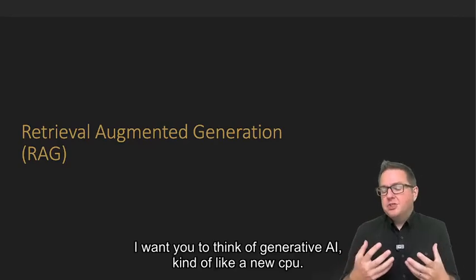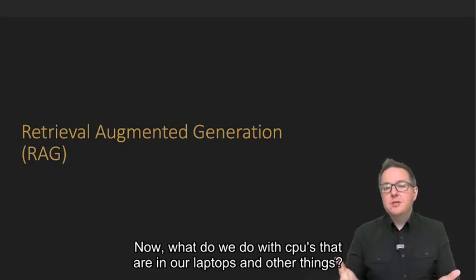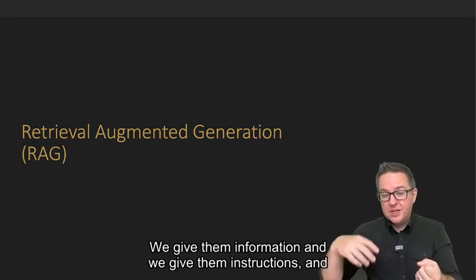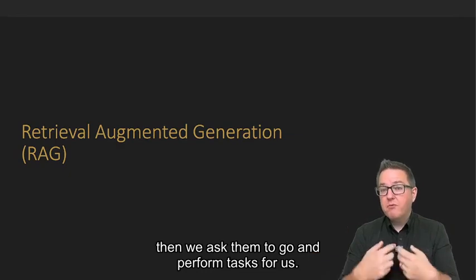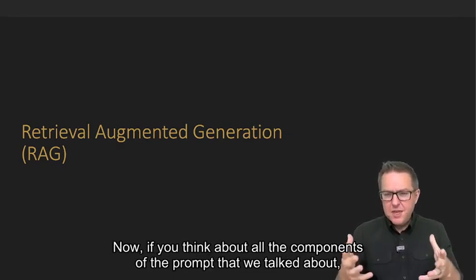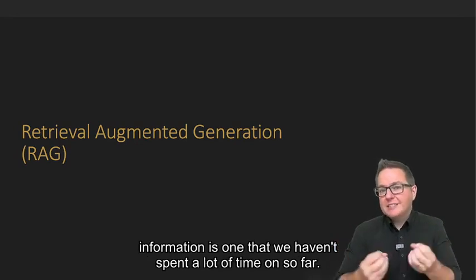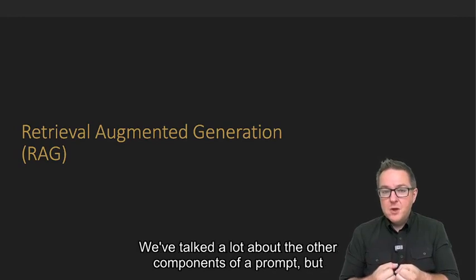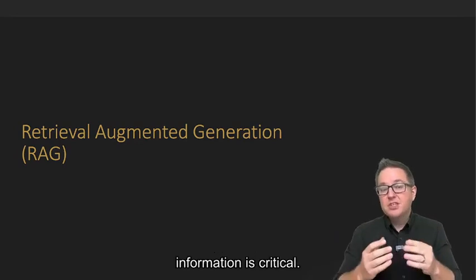I want you to think of generative AI kind of like a new CPU. Now, what do we do with CPUs that are in our laptops and other things? We give them information and we give them instructions, and then we ask them to go and perform tasks for us. Now, if you think about all the components of the prompt that we talked about, information is one that we haven't spent a lot of time on so far. We've talked a lot about the other components of a prompt, but information is critical.